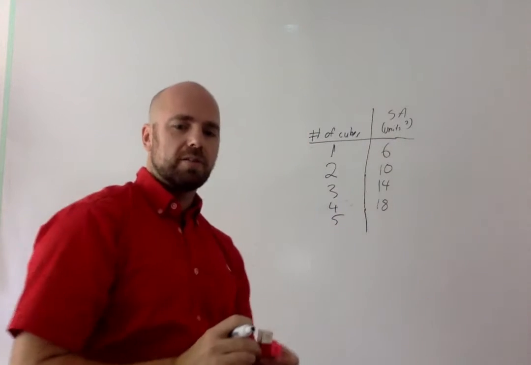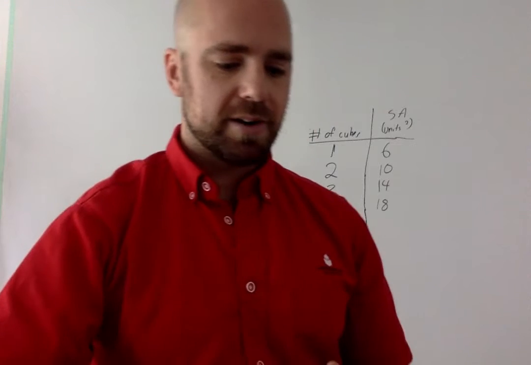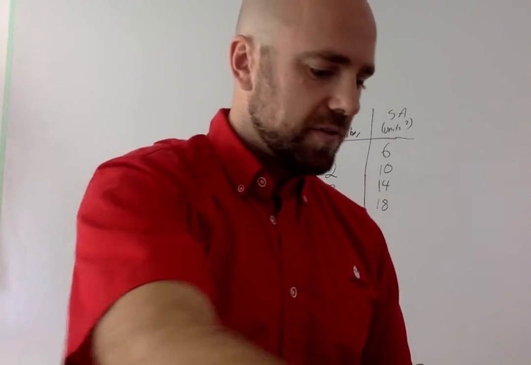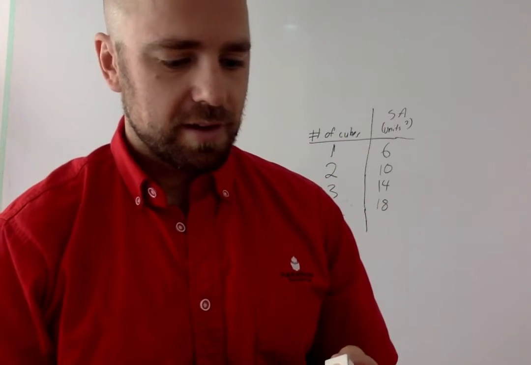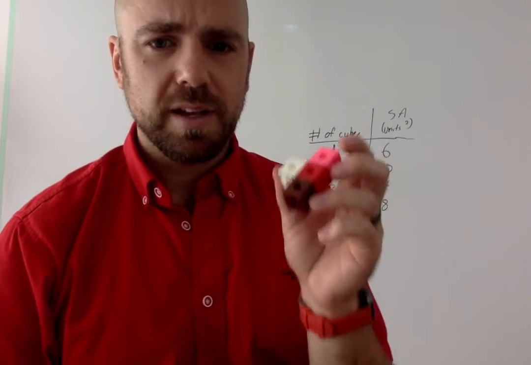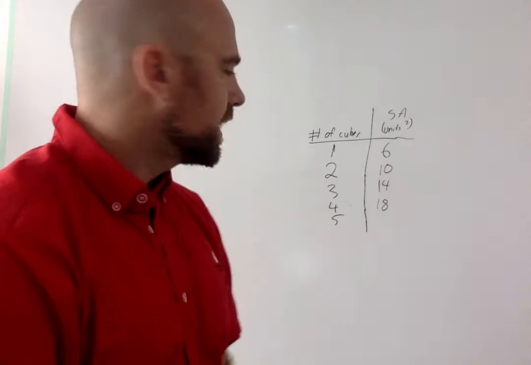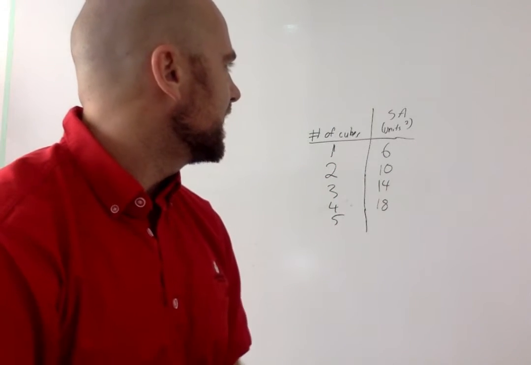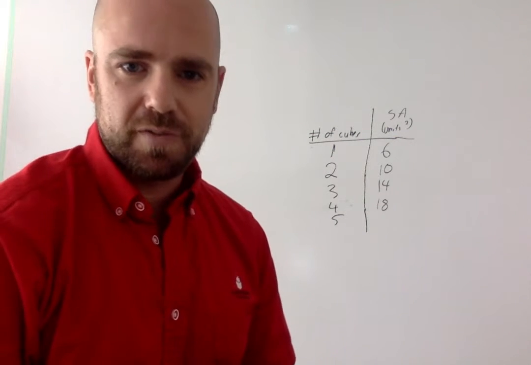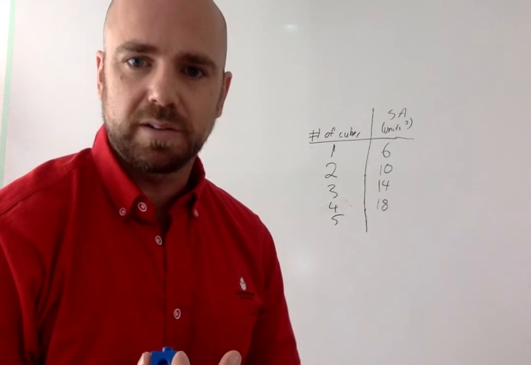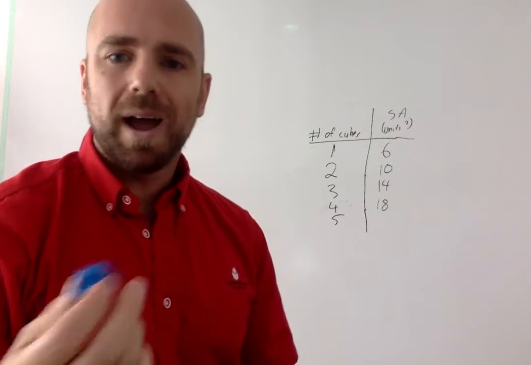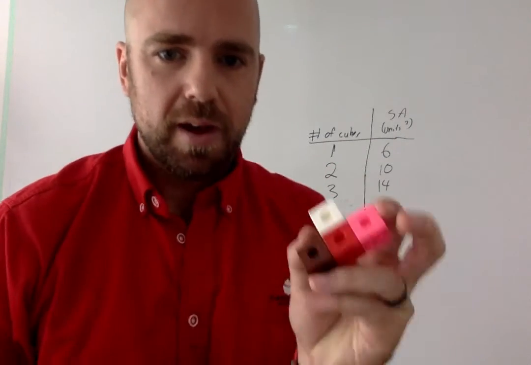Some of you might already be recognizing a pattern, which is fine, and that's awesome. So let's actually try to think about what happened. If you're looking at the pattern, we can see that as we add a cube, the surface area goes up by 4 every single time. Okay, so why is that happening? Well, let's think about it.